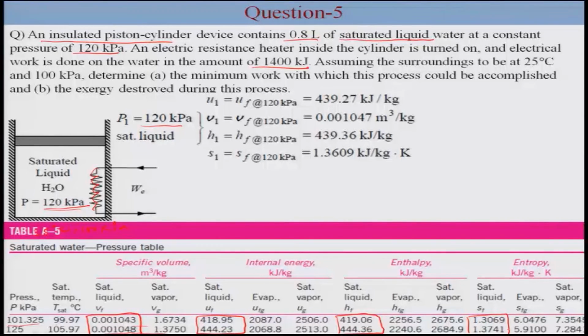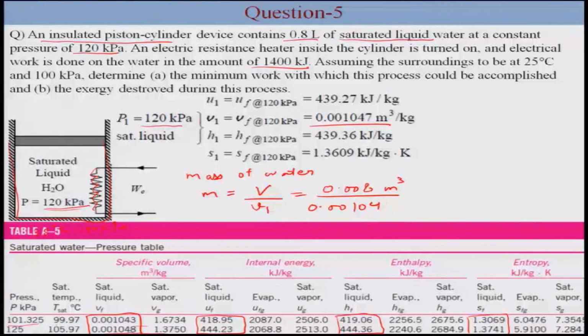So, the mass of the water in this device will be the total volume, which is 0.8 liter, divided by the specific volume. So, this is equal to 0.0008 meter cube divided by the specific volume, which is 0.001047 meter cube per kg. So, the mass of the liquid is 0.7639 kg.